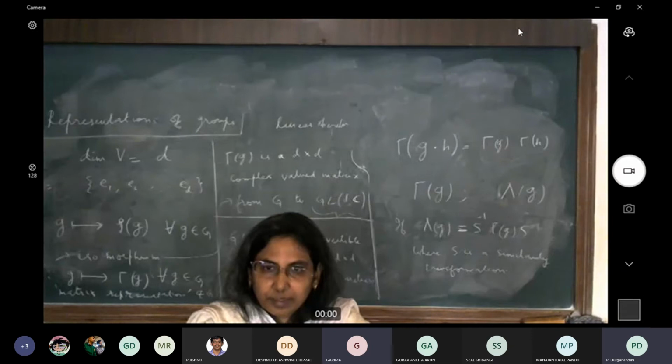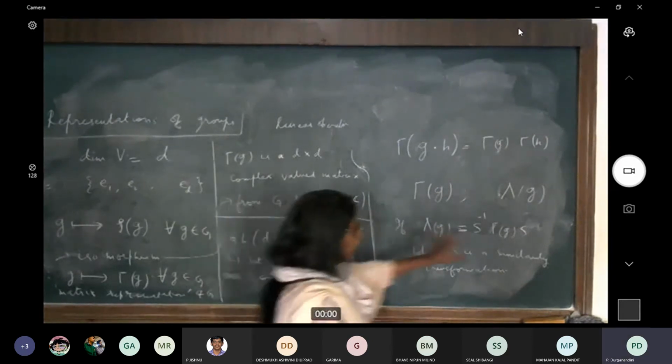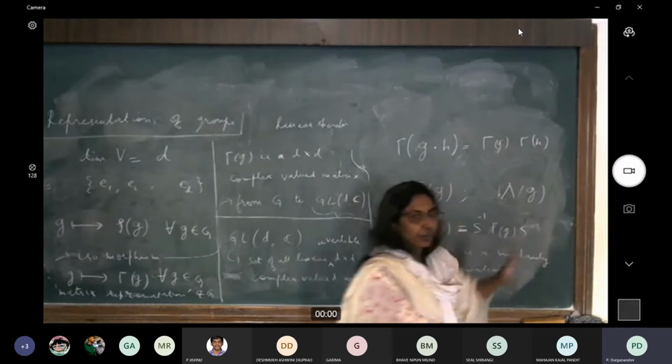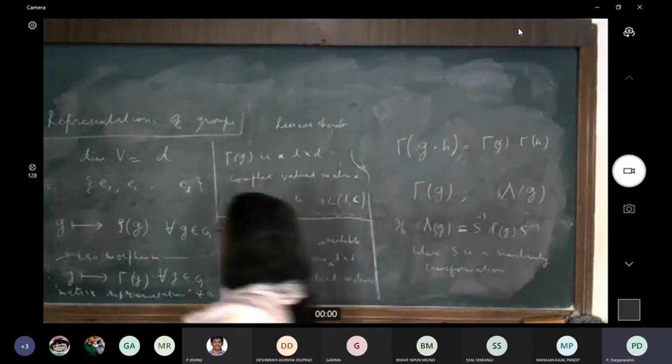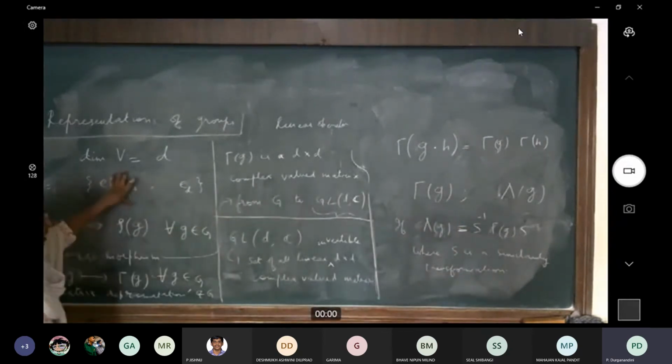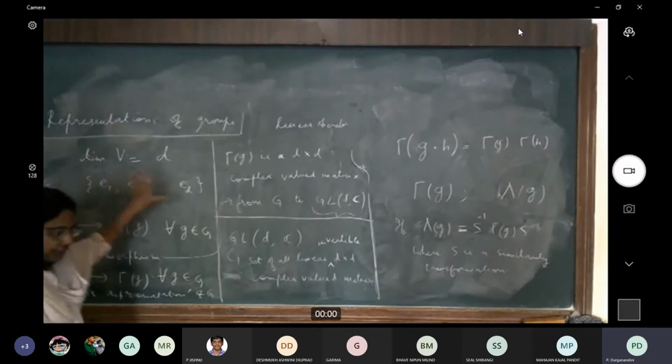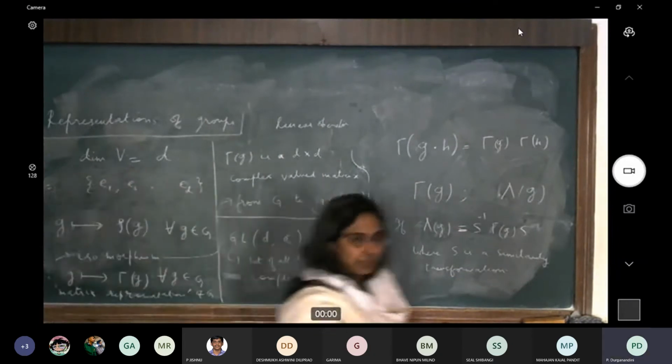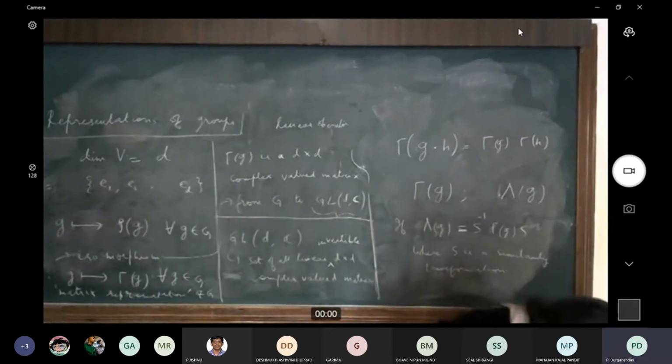Ma'am, it diagonalizes the. Why diagonalizes? Who has told you that this is a similarity transformation which diagonalizes? It has the same action but in different bases. So the similarity transformation, this S, is only going to change my basis. S will act on this basis set and change it to some other basis set. Every similarity transformation is not a diagonalizing transformation. Okay, please remember that.